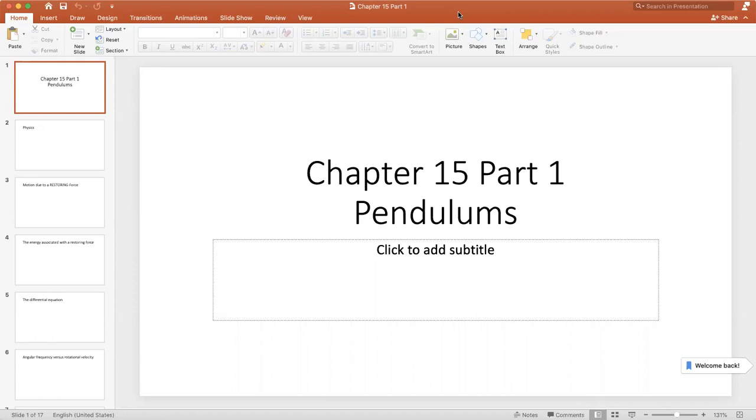Pendulums are super simple, but they describe a lot of physical phenomena. They're really cool, they're really easy, and they tell us some neat things about how the world works and how systems work.